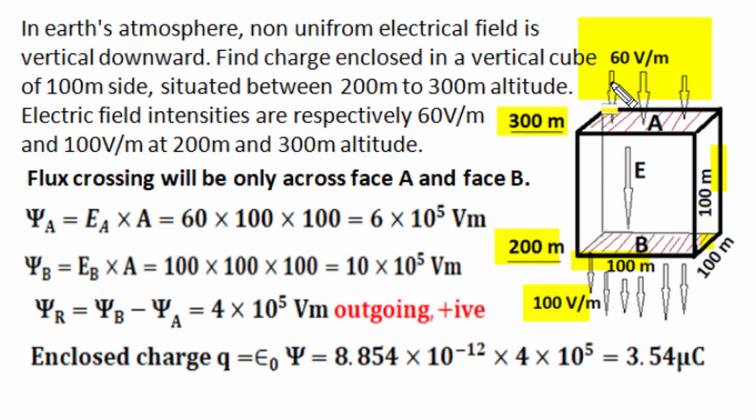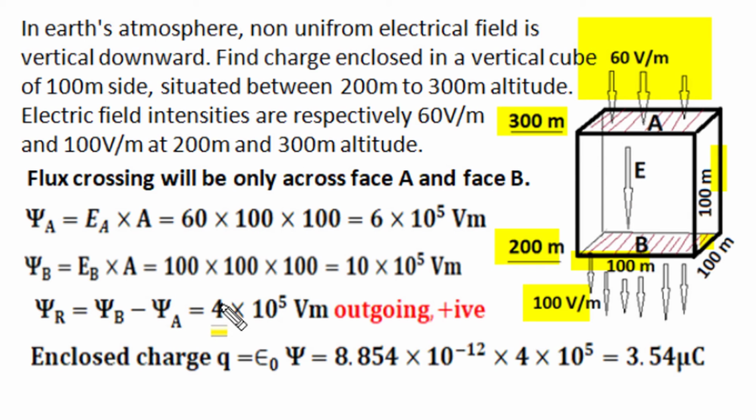So it is clear that this variation in electric field magnitude is due to the presence of charge inside this cube, and since the electric field is directed vertically downward, only on this top shaded face A and this bottom shaded face B is there flux crossing, and the remaining four faces have E vector and area vector mutually perpendicular and no flux across those faces.